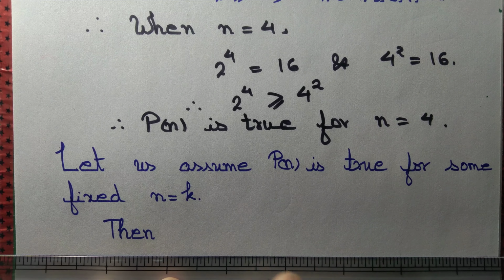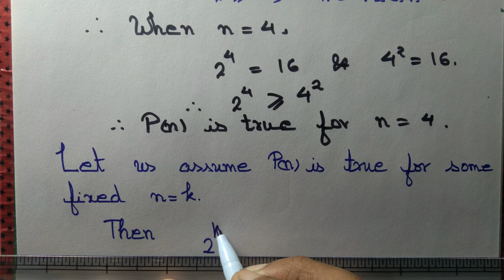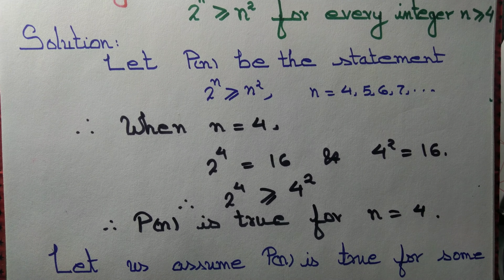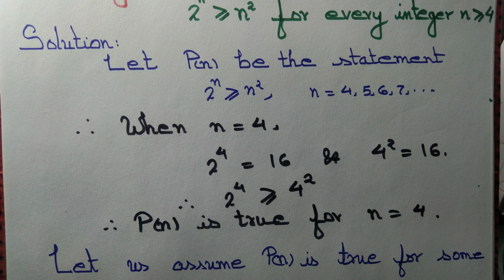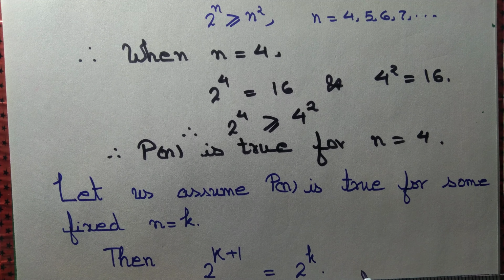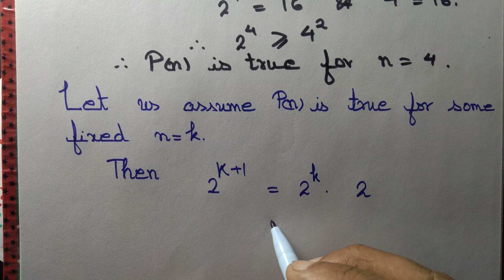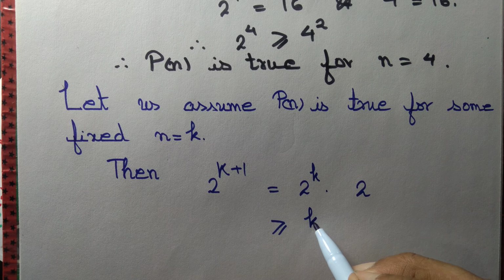Then P(k+1) is the statement 2 to the power k plus 1 is greater than or equal to k plus 1 whole square. When you take n equal to k plus 1, you have 2 to the power k plus 1 is greater than or equal to k plus 1 whole thing square. Then 2 to the power k plus 1 equal to 2 to the power k into 2. By our assumption, for that fixed k, 2 to the power k is greater than or equal to k square.